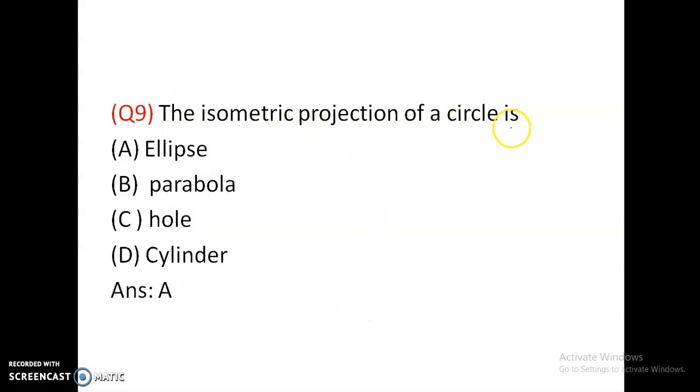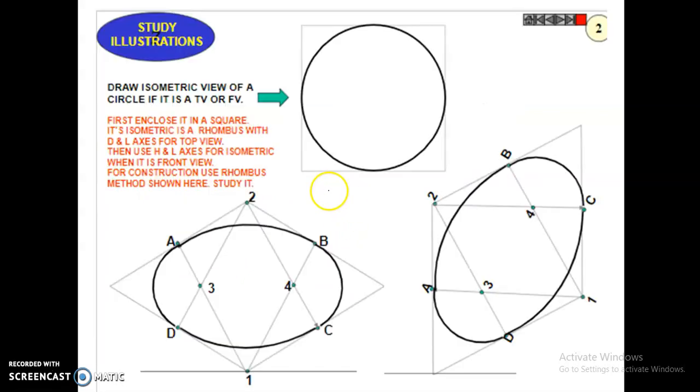The isometric projection of a circle is an ellipse. Okay, so here it is a circle. You should enclose the circle in a box. This is the box method. Here this is point 1. This point 1 is placed here, and they are inclined at 30 degree angles, and this length 1 to 2 is drawn here, and it is 4. This length is drawn here, and like that the circle is drawn.